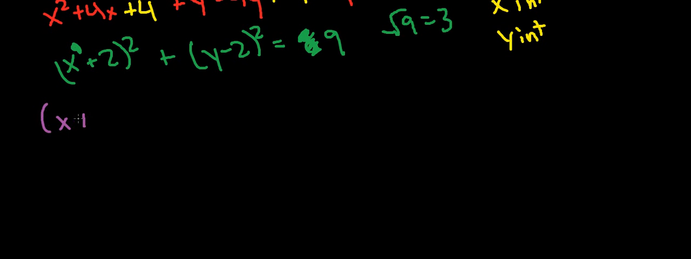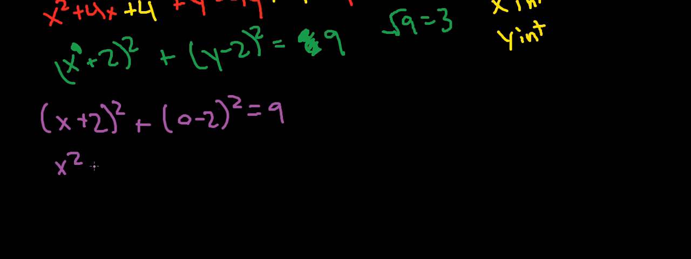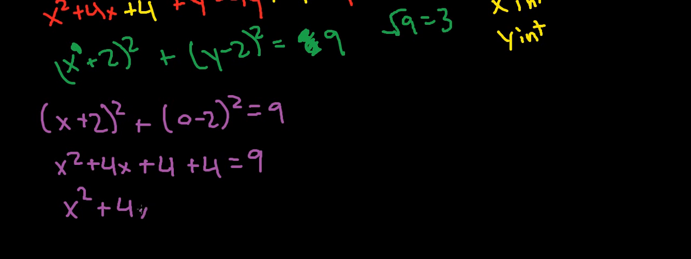So we get x plus 2 squared plus 0 minus 2 squared is equal to 9. I'm going to FOIL this out, that's x squared plus 4x plus 4. Essentially we're just multiplying this back out again. And we're going to have minus 2 squared, so that's also 4, which is equal to 9. So now I'm going to subtract 9 over to this side. 4 plus 4 is 8, so we're going to get a minus 1. So x squared plus 4x minus 1 is equal to 0.